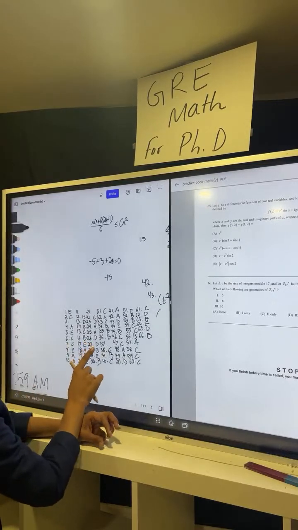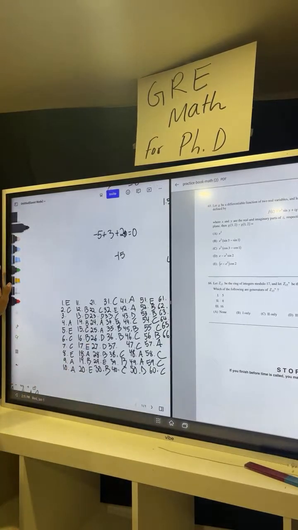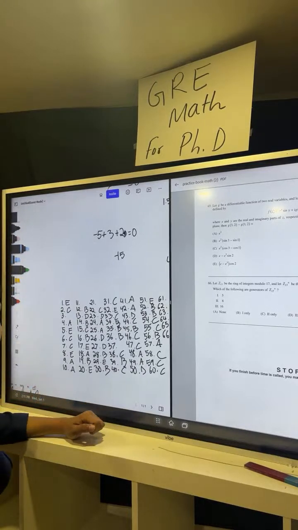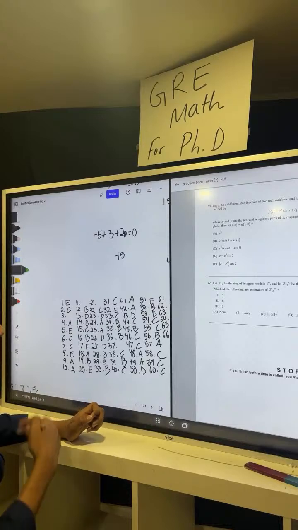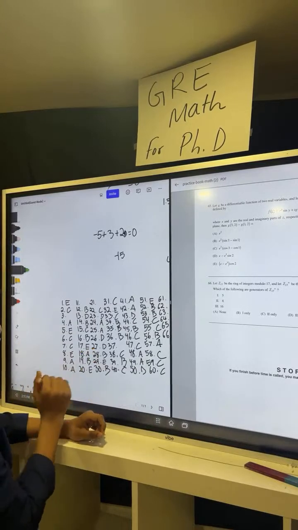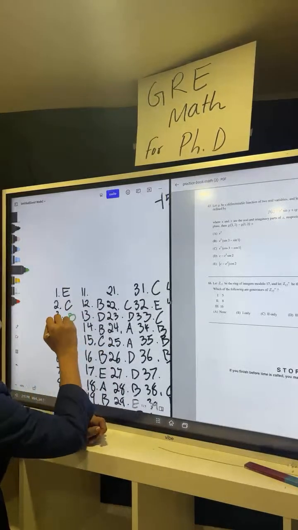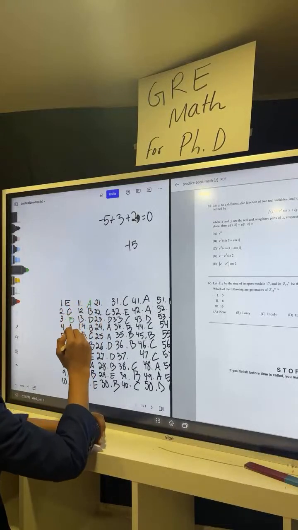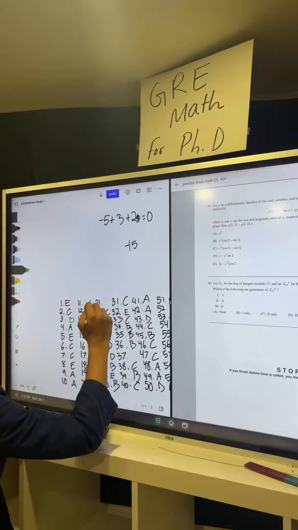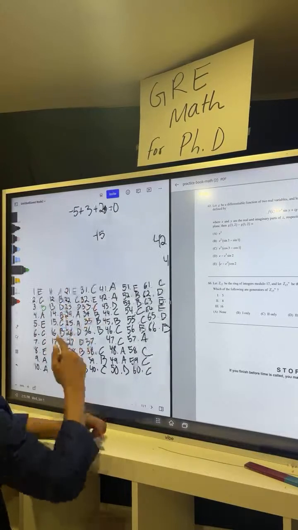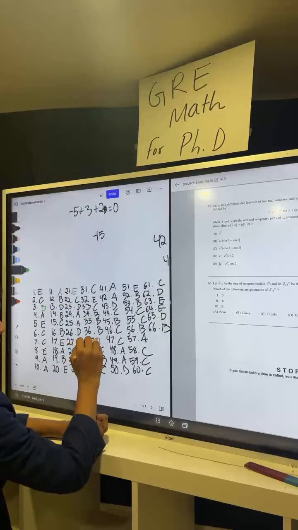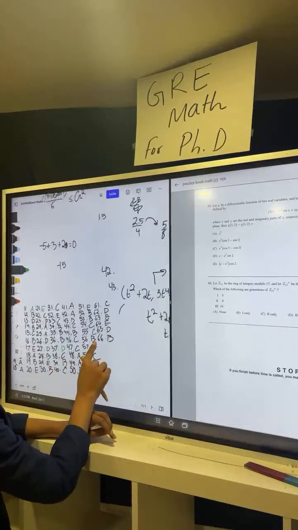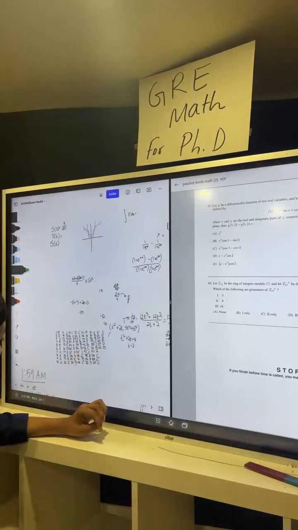Alright, so now just to fill in the guesses, so these are ones that will probably be incorrect. First one, I'm just going to guess B. Second one, I'm going to guess A. Third one, I'm going to guess E. Fourth one, I'm going to guess D. Fifth one, I can skip a fifth one. Okay.